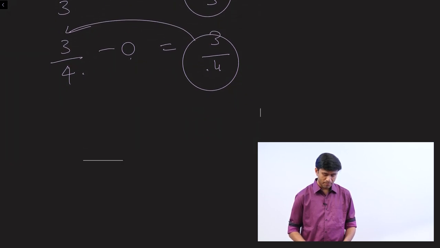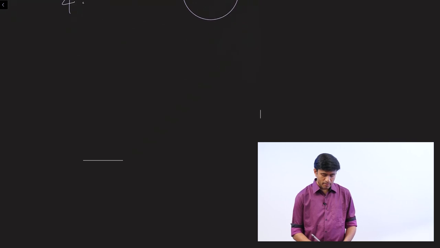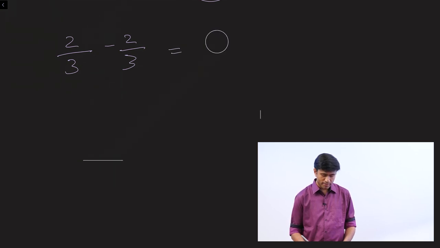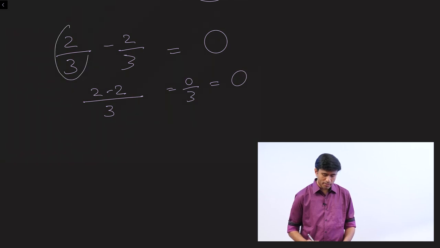That's a property. The second property, look at this, 2 by 3 minus 2 by 3. What do you think is 2 by 3 minus 2 by 3? It is 0. That's right. The LCM is 3, so it's 2 minus 2 on the numerator. 0 by 3 is 0. In other words, when a fraction is subtracted from itself, the answer is 0.